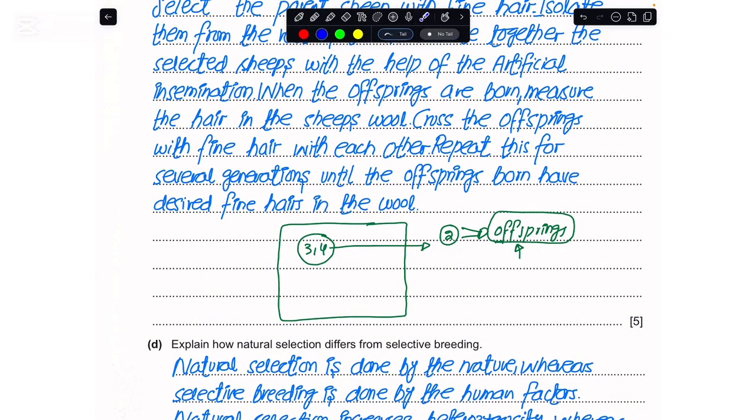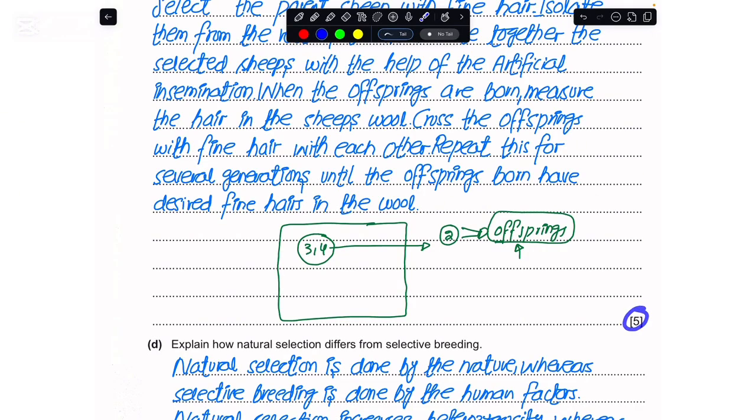I would allow those beneficial offspring to reach the age of puberty, and then I would again cross them together. We would repeat this process for several generations until we obtain sheep that have wool with fine thin hair.